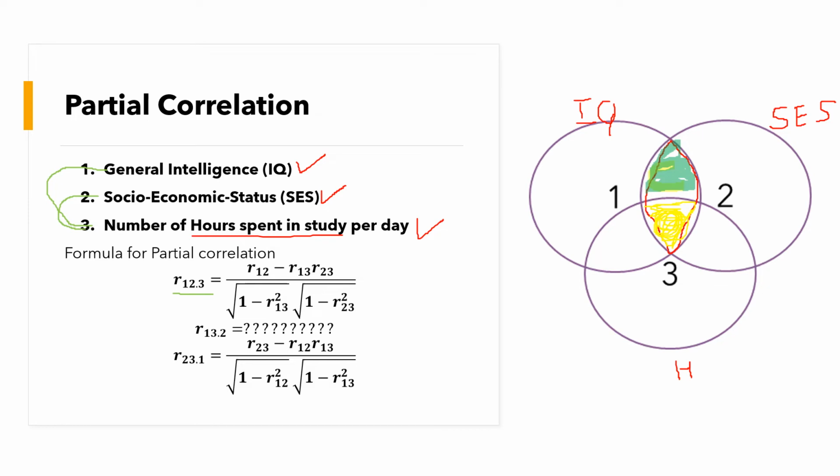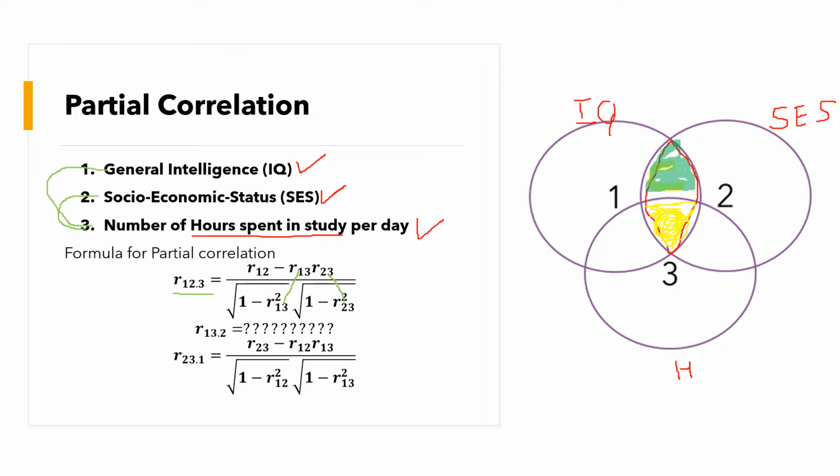So there are a total of 3 possible combinations of bivariate correlation, and after that we just put every correlation value in this formula, or we can calculate the partial correlation. So 1 minus r square 1 and 3 is, again, the denominator. Okay, so this is the way.